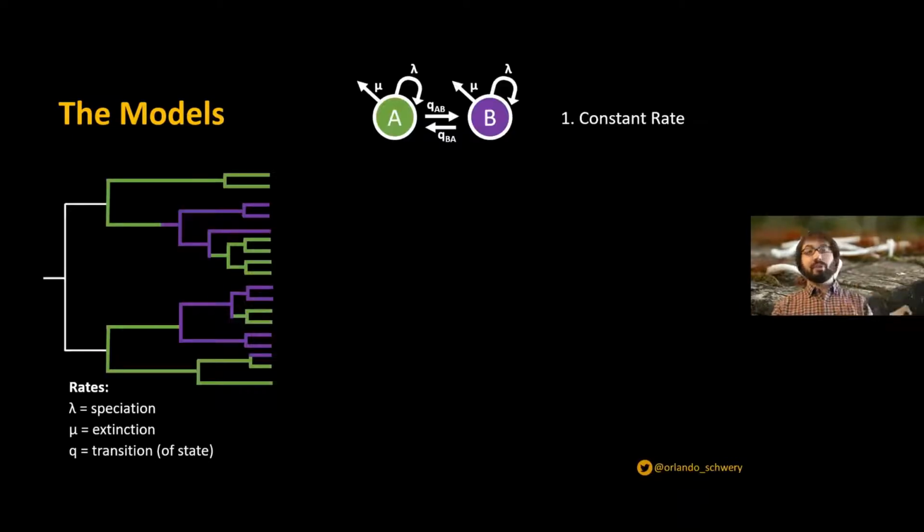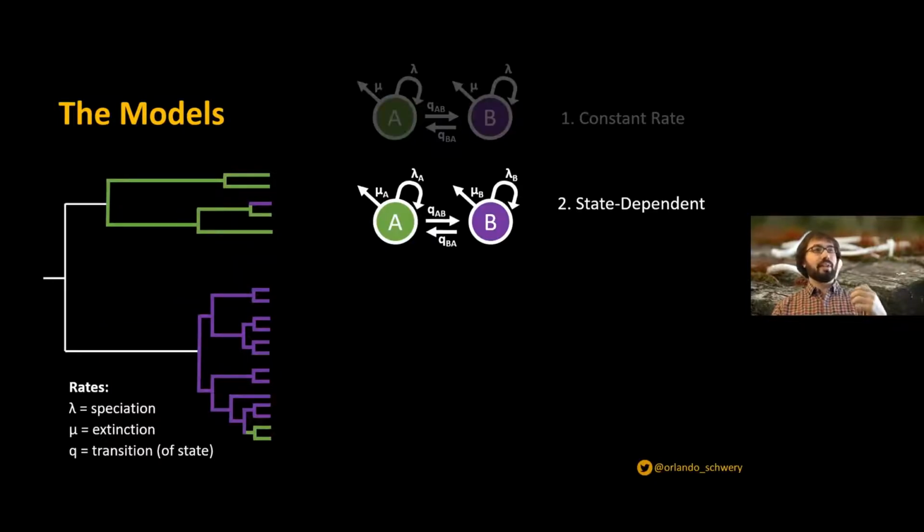And so the simplest model we're thinking about is the constant rate model. Here we have, for example, a trait that has two states, A and B, and it can switch back and forth between those two states. But the extinction rate mu, where lineages get lost, and the speciation rate lambda, where new lineages split off, are the same between both of them. So there's a constant rate of speciation and extinction, and the trait doesn't really have anything to do with it. That just happens.